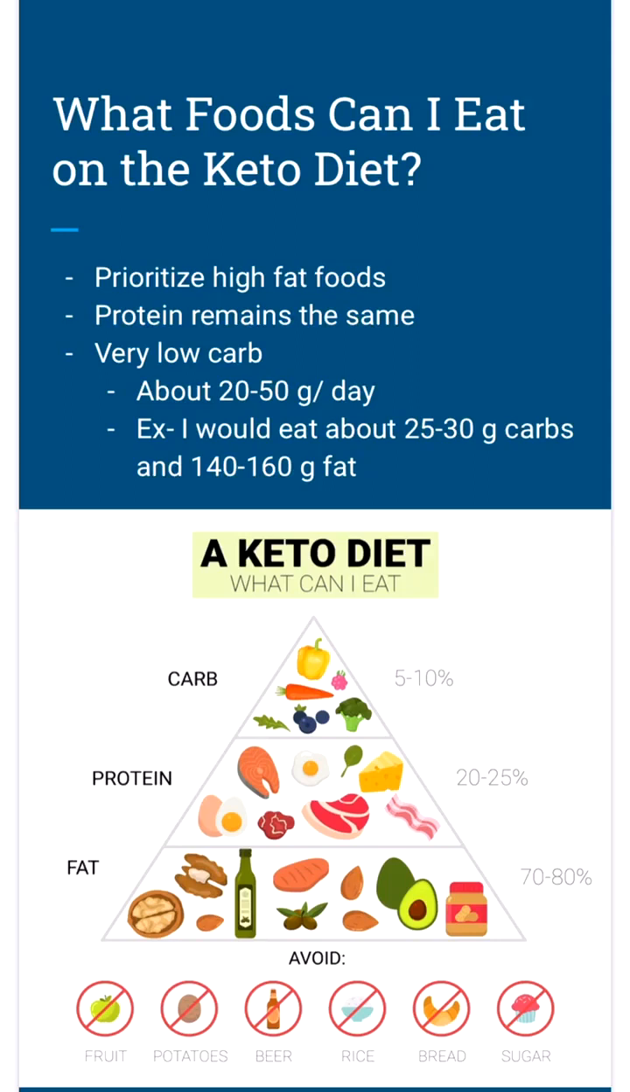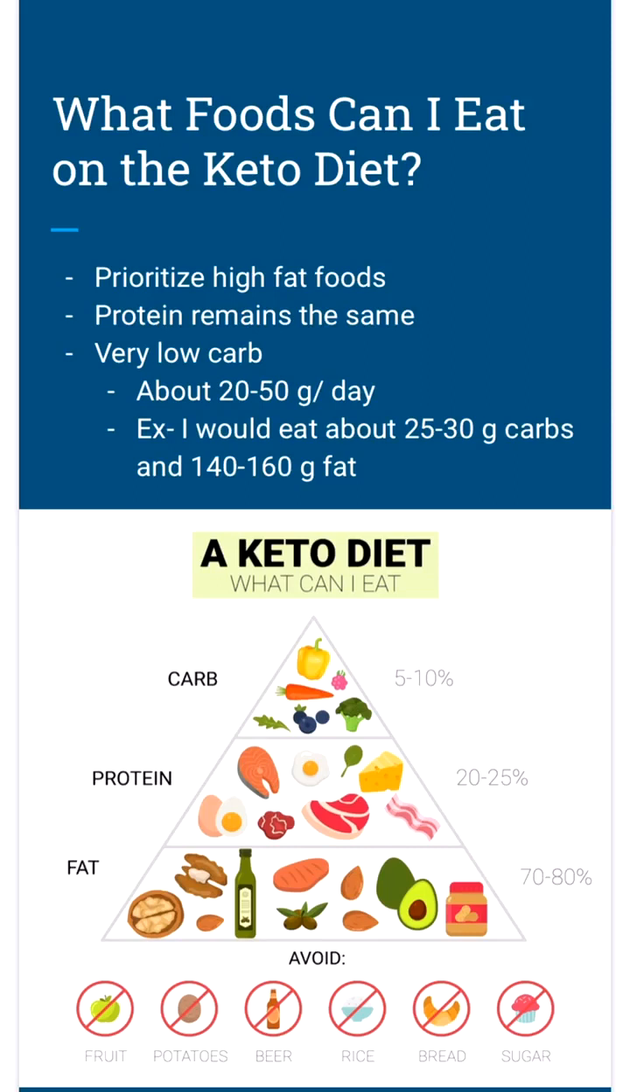So mine is I eat about 2,000 calories a day. That would be about 25 to 30 grams of carbs a day, just about. So it'll be kind of in that range. There'll be some days I'll be a little closer to 30, some days I'll be closer to 25, but that's kind of my range.